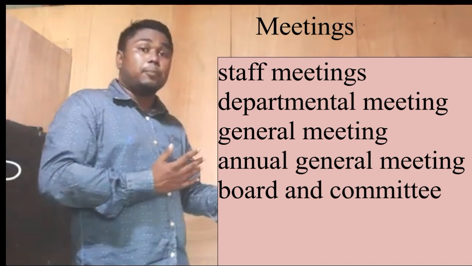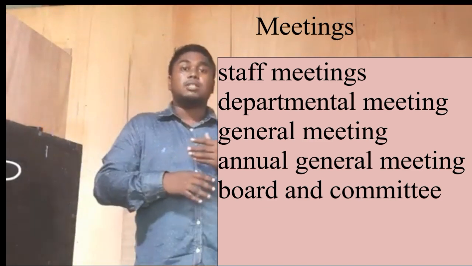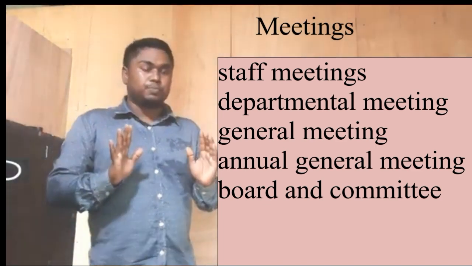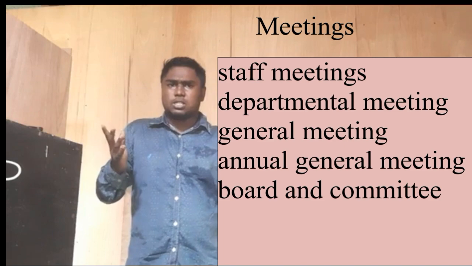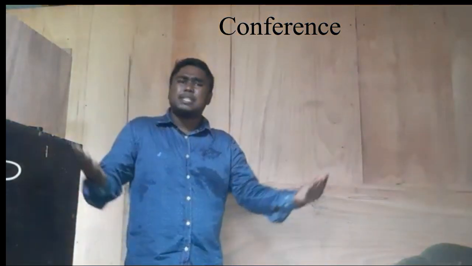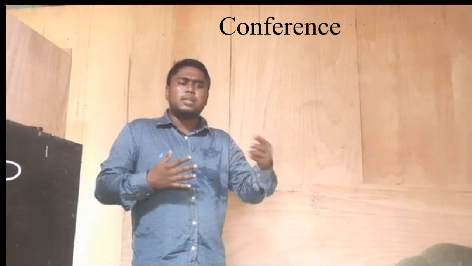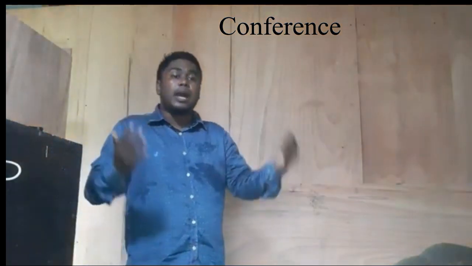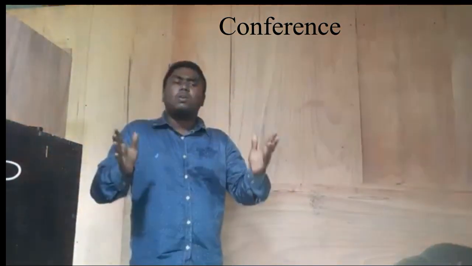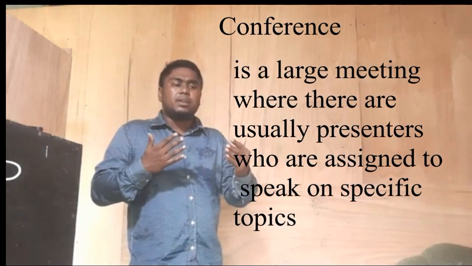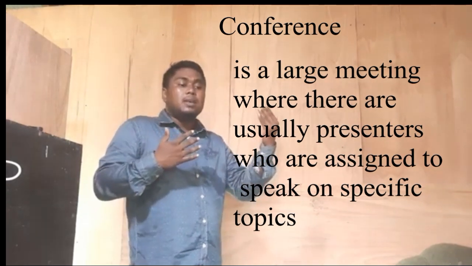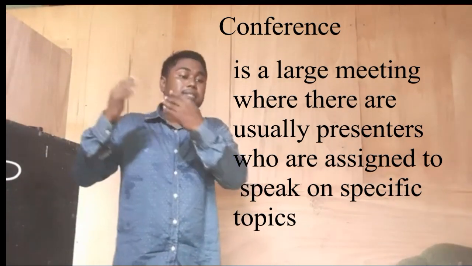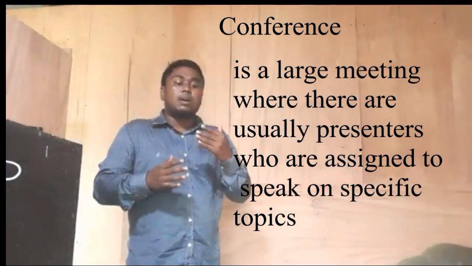They can discuss a predetermined reason, or see the way forward, or determine what should be done for a specific situation. Now a conference is like a large meeting, and there are usually many presenters, more than one person speaking, because it's such a large gathering. So a conference is a large meeting where there are usually many presenters who are assigned to talk on specific topics. A conference is a formal event.